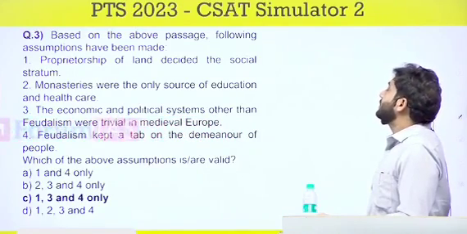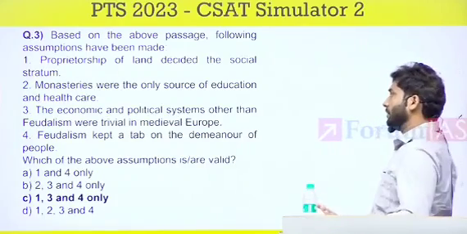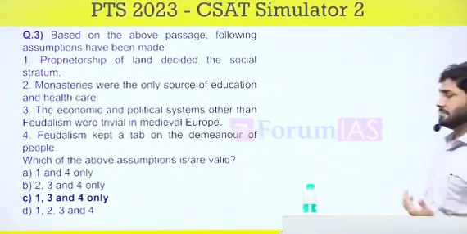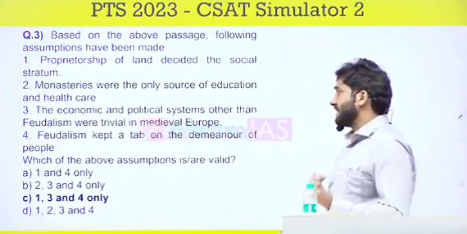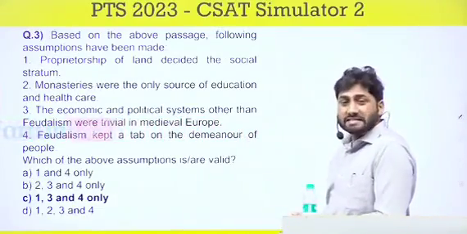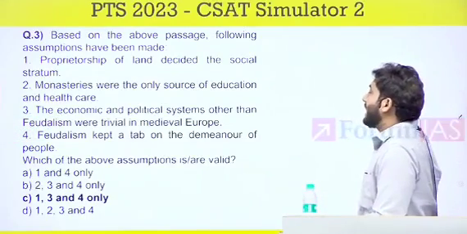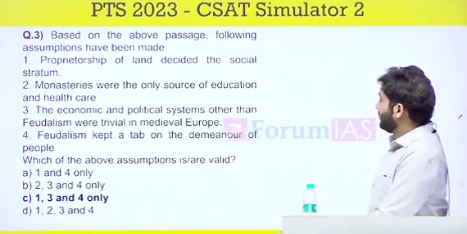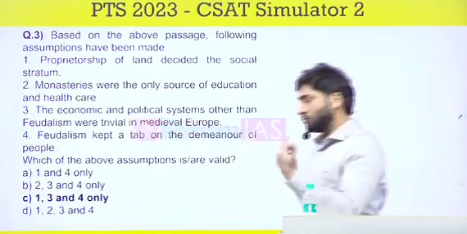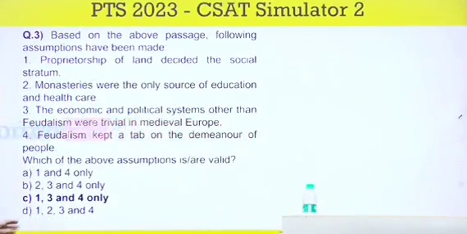The economic and political systems other than feudalism were trivial in medieval Europe. So the economic and political systems, the majority was the feudal kind of things. So other than feudal, it was very insignificant. That is what is being said. So in a way, it was an opinion there in the passage. Feudalism kept a tab on the demeanor of people. How they will behave, how they will conduct themselves in the social context, that was also controlled by the feudal society. So that's what is being said here.